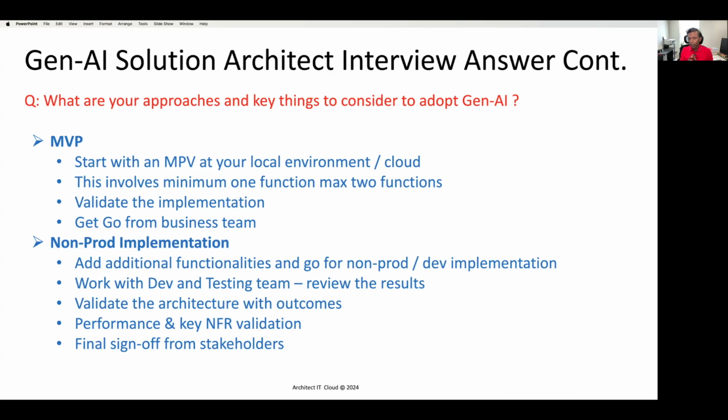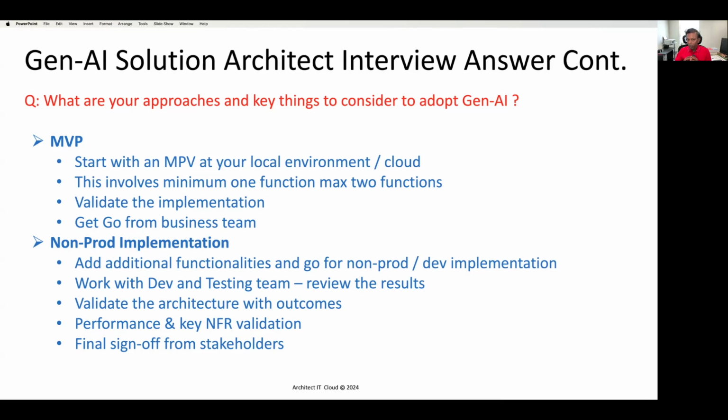And also coming to the non-functional requirement validation, whether your architecture is adhering to the well-architected framework, whether the scalability, high availability, reliability, all those key factors are addressed with the help of the well-architected framework or non-functional requirement framework available in your organization. Make sure that you do that validation.